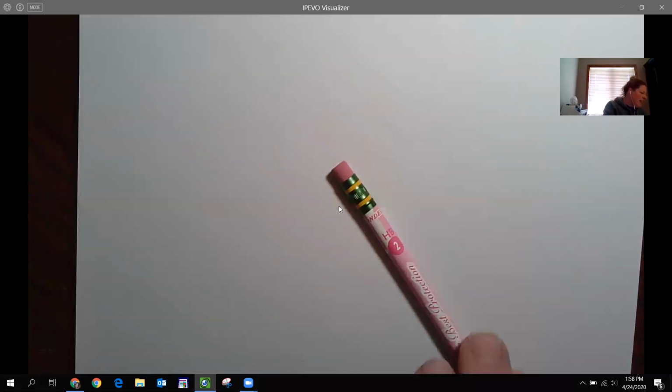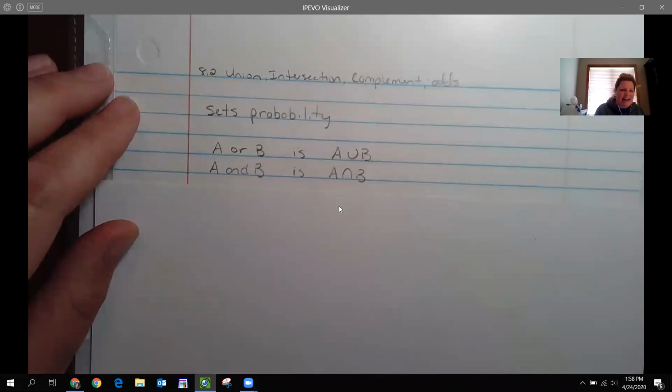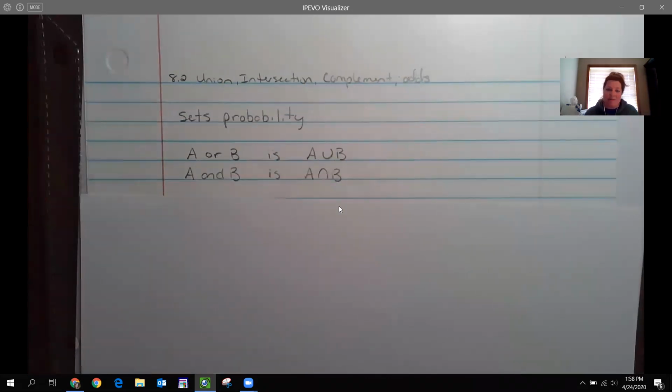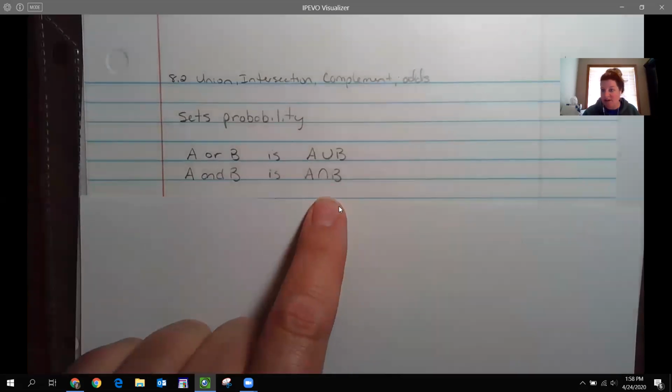Okay, so the first idea is bringing in those symbols that we learned in chapter 7. If we say we have A or B, it's the same as saying A union B, because with A or B, you take this set and you combine them together. So they become one. The and is that intersection, right? So it's A and B, or you're going to use the intersection of the two.